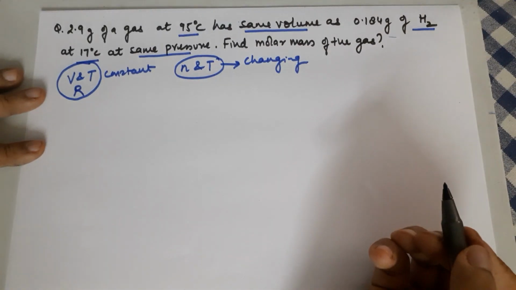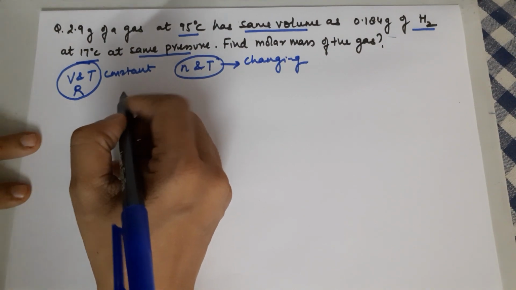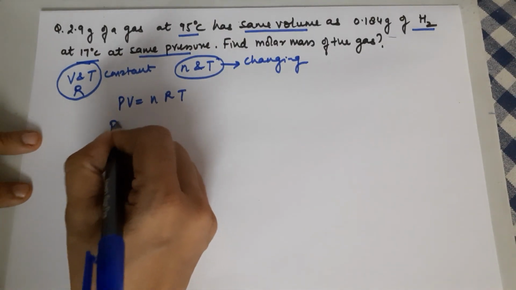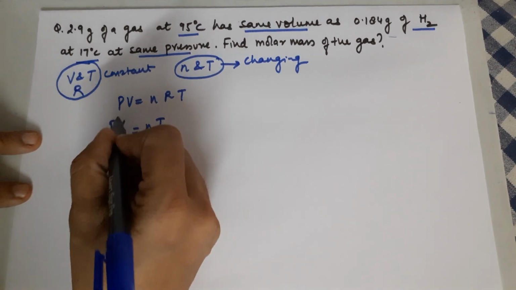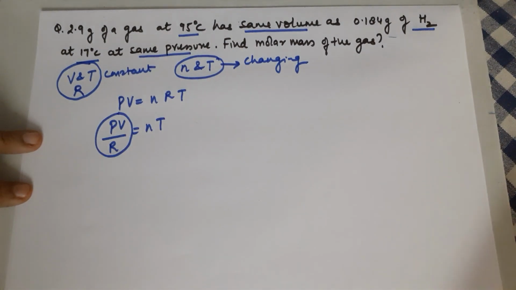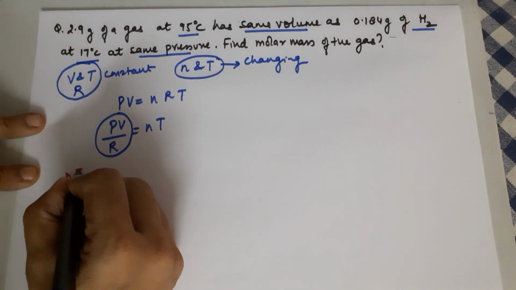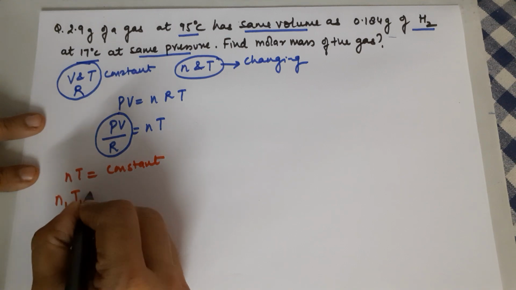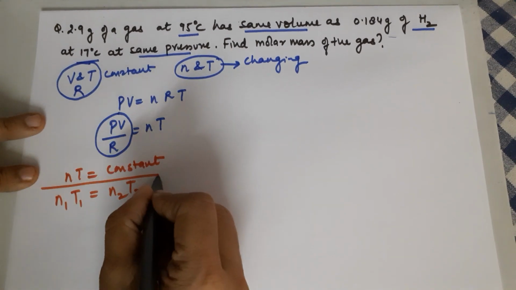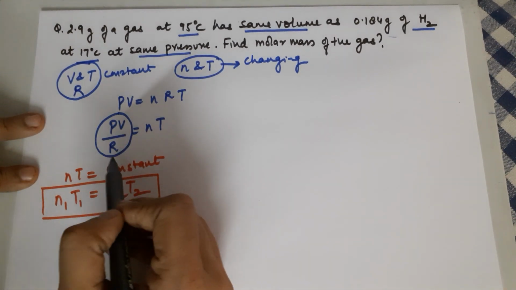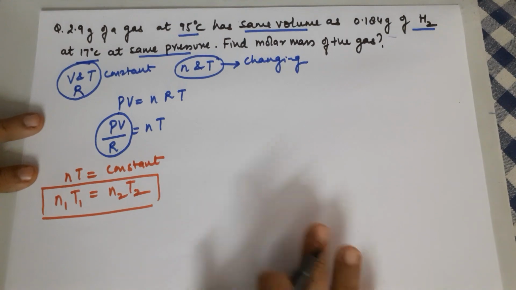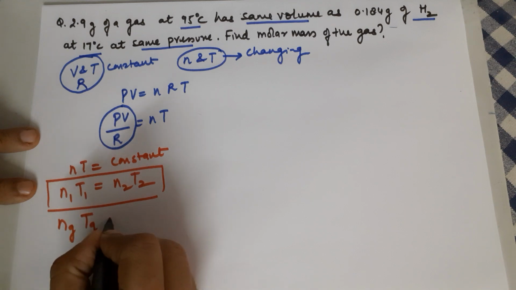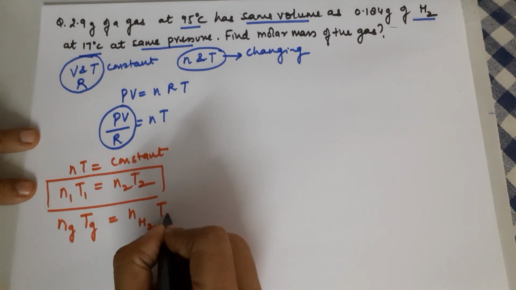So, when you substitute the values, as I already said, assuming that both the gases are ideal, PV is equal to nRT, your PV by R is equal to nT, and this is a constant. Since this is a constant, your formula changes to n into T is equal to constant. So, if you have n1 T1, it is equal to n2 T2, because for both the gases the volume and the pressure and the R are constant. Or else I can write this as, for a certain gas, moles of the certain gas times temperature of that certain gas is equal to moles of H2 times temperature of H2.